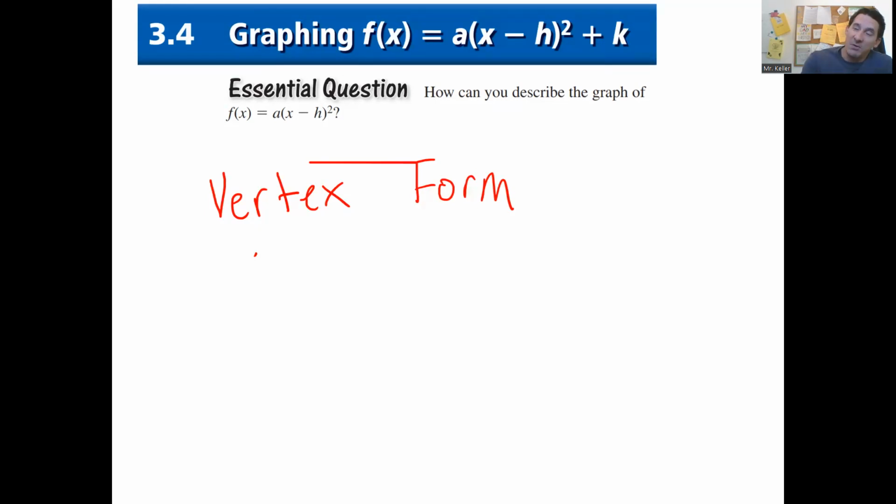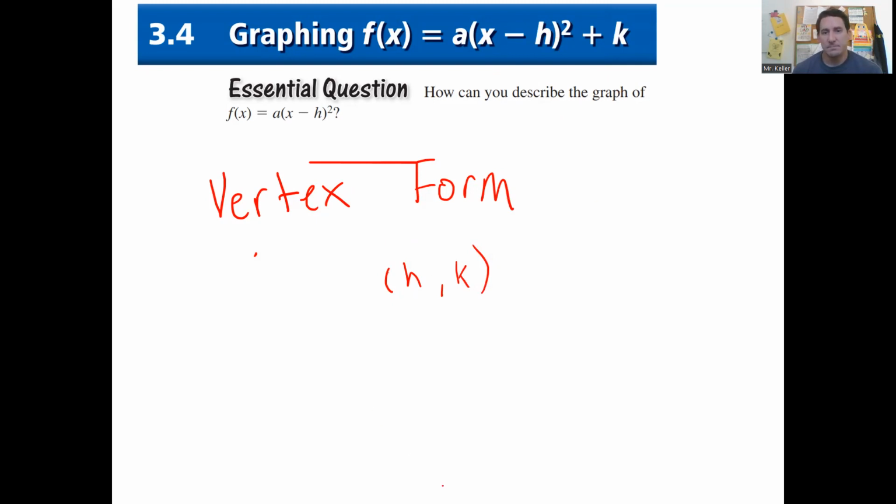So last time we graphed them in standard form. That was the ax squared plus bx plus c. This is actually a lot simpler. We're just going to be translating graphs from the parent function. Pretty easy stuff today. But the vertex form would be, so our h and k from the formula here gives us the vertex.